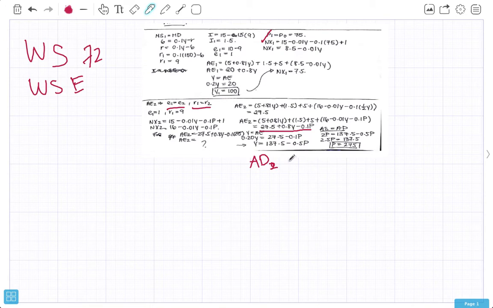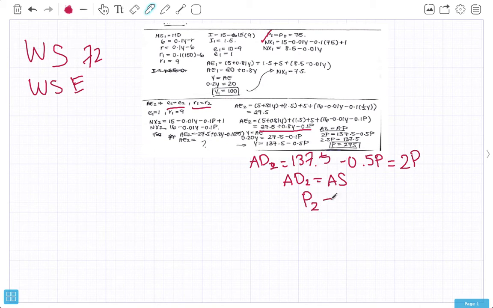No, AD2 is 137.5 minus 0.5p. Now this is correct, and you can either solve for your price level by setting AD2 equal to your AS. So if you do that and let this equal 2p, you'll get a price level that is not 275. You'll get a price level that's 53. And you can also verify this.